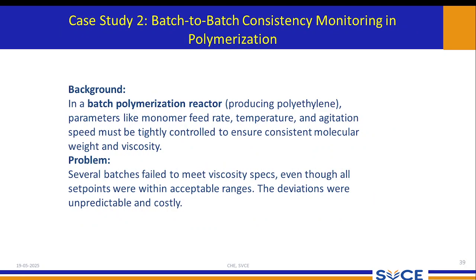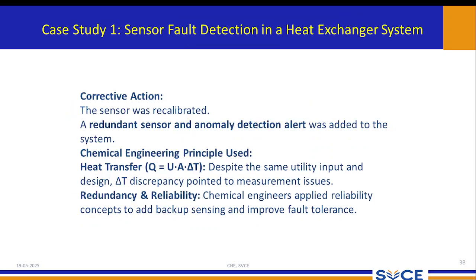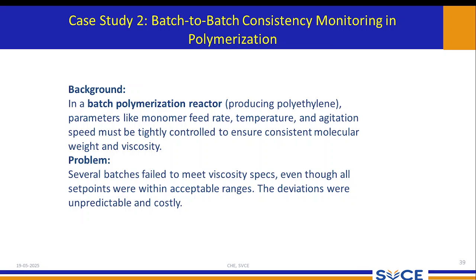Coming to case study 2: in a batch polymerization reactor producing polyethylene, parameters like monomer feed rate, temperature, and agitation speed must be tightly controlled to ensure consistent molecular weight and viscosity. The problem is that several batches fail to meet viscosity specs, even though all set points were within the acceptable range. So the deviations were unpredictable and costly.